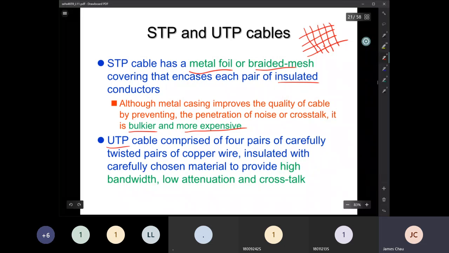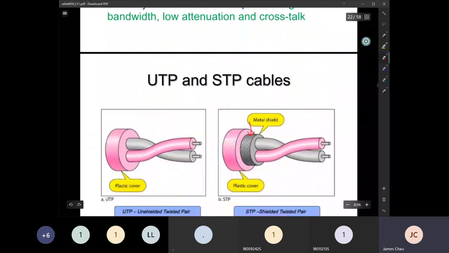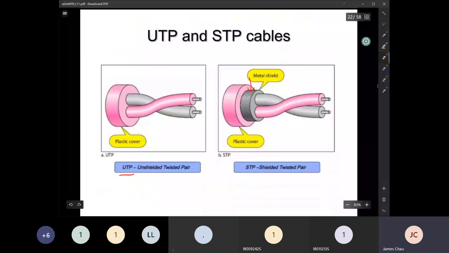Therefore most likely we use the UTP, unshielded twisted pair, and they are made up of copper wire. They do not have braided mesh, but are insulated carefully by choosing material to provide high bandwidth, lower attenuation, and lower crosstalk. You can see the structure that in the UTP, we do not have the shield, but we carefully twist the cable in order to make the crosstalk attenuated.